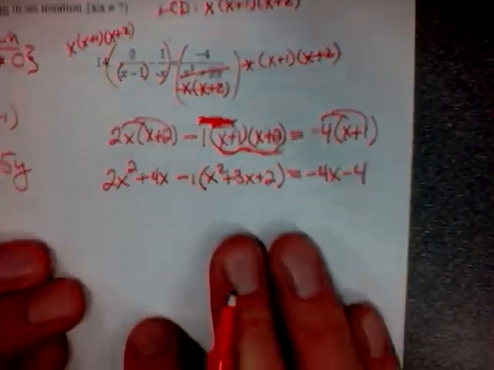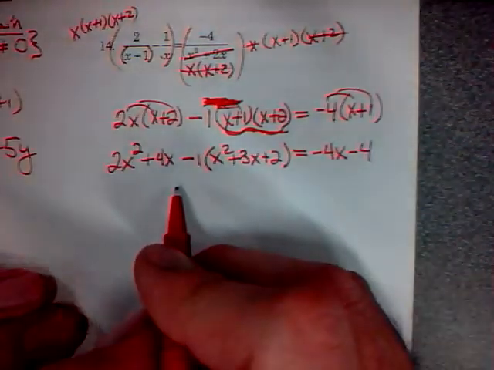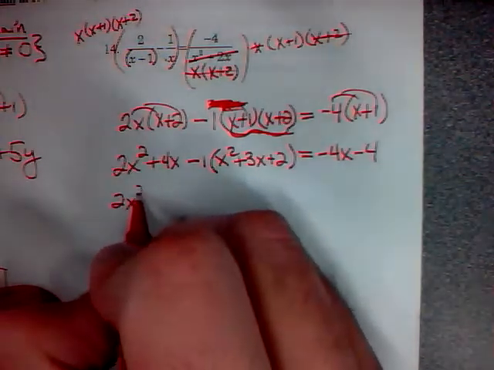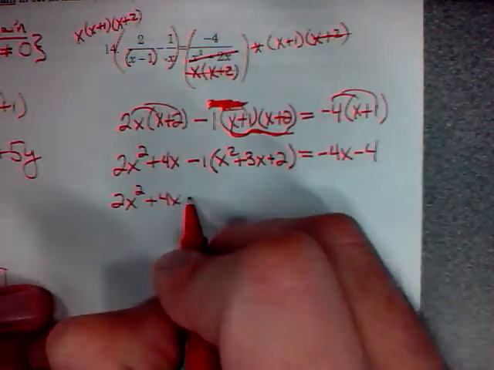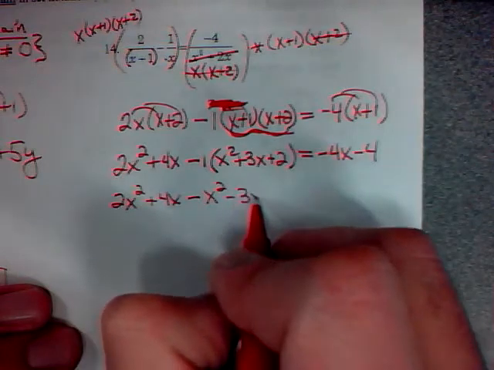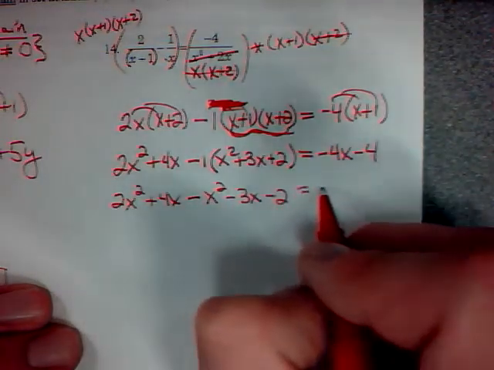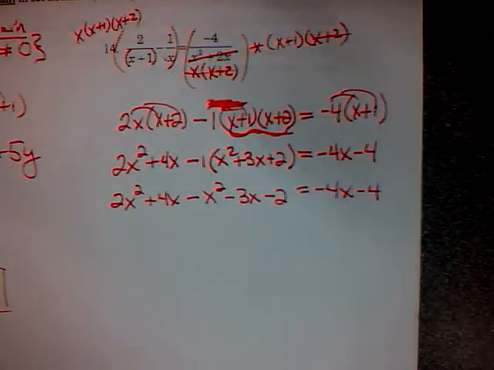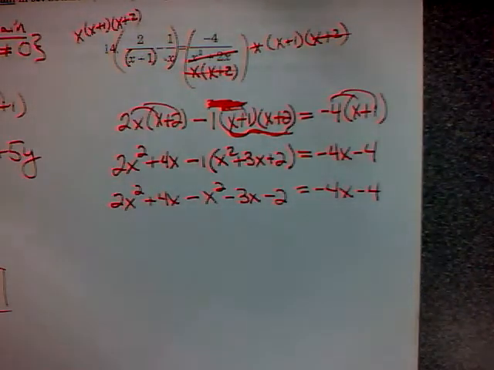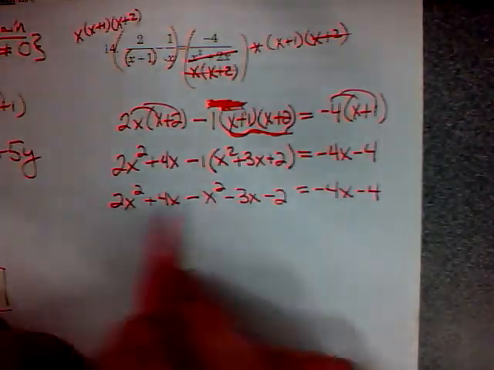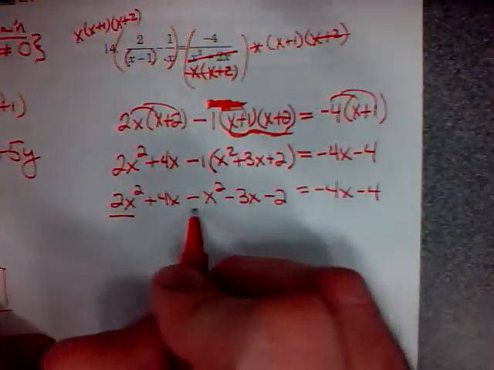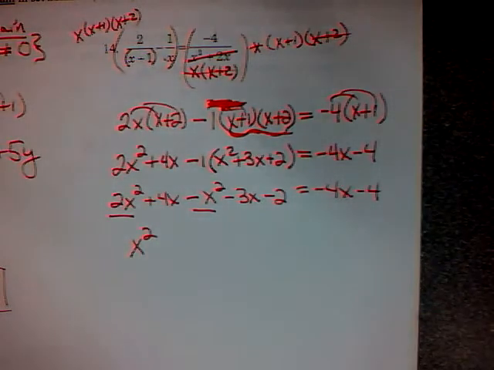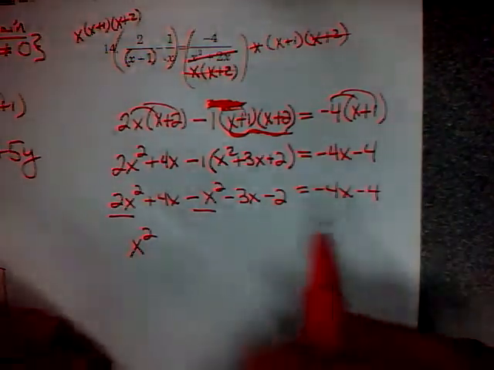Now we're able to go ahead and distribute the negative out here, so that's 2x squared plus 4x minus x squared minus 3x minus 2 equals negative 4x minus 4. Okay. Now, looks like here we're going to end up with a quadratic because these terms are going to leave us with an x squared. So that means we should probably set this equal to 0 since we have a quadratic.